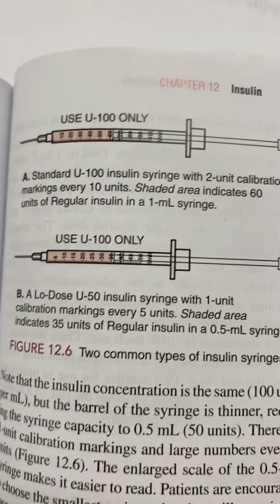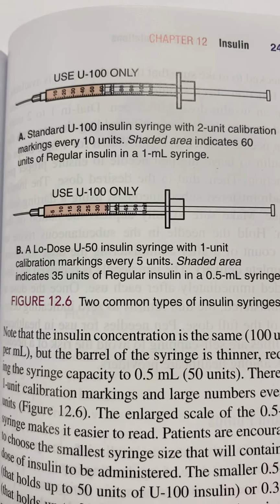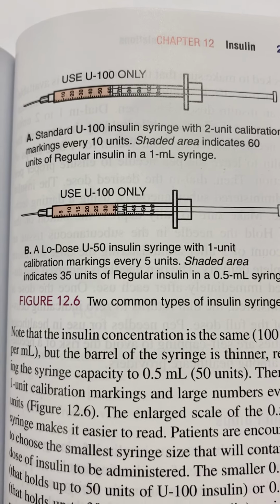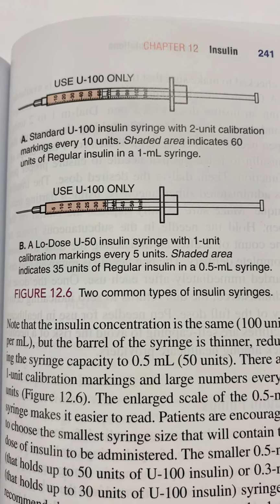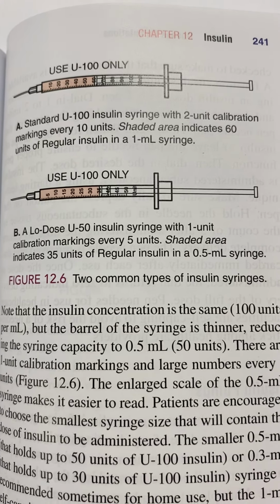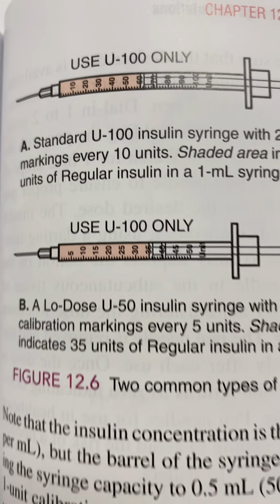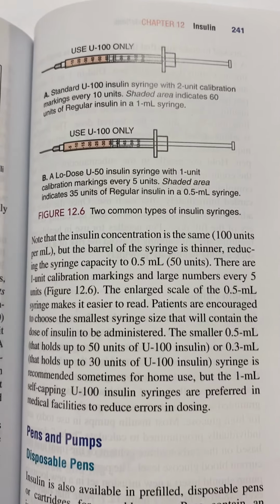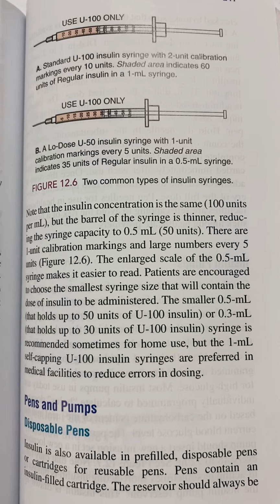We have here an example of the standard U100 syringe and the low dose U50 insulin syringe with 1 unit calibration markings every 5 units. Okay, this indicates 35 units of regular insulin here. So I'm just giving you time in case you need to stop the video and read. That is absolutely fine with me.